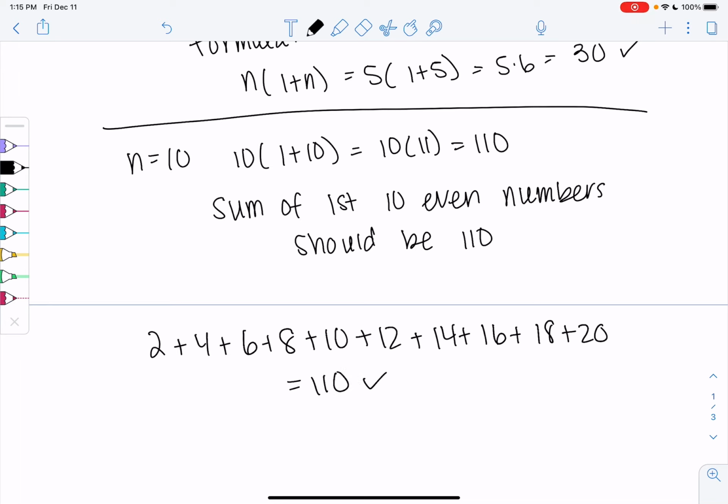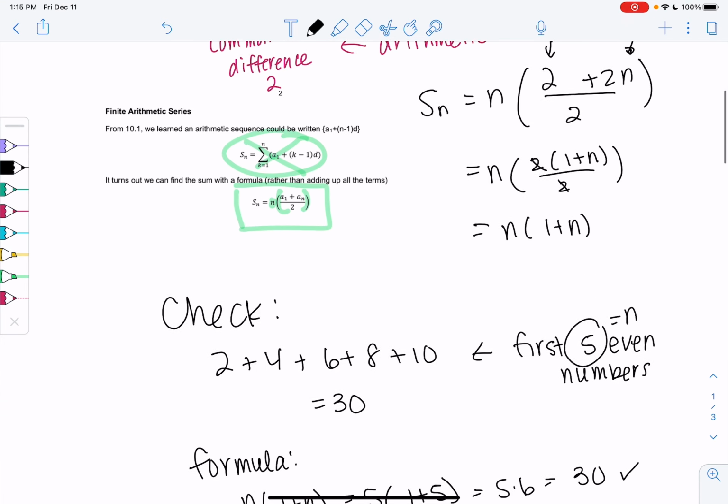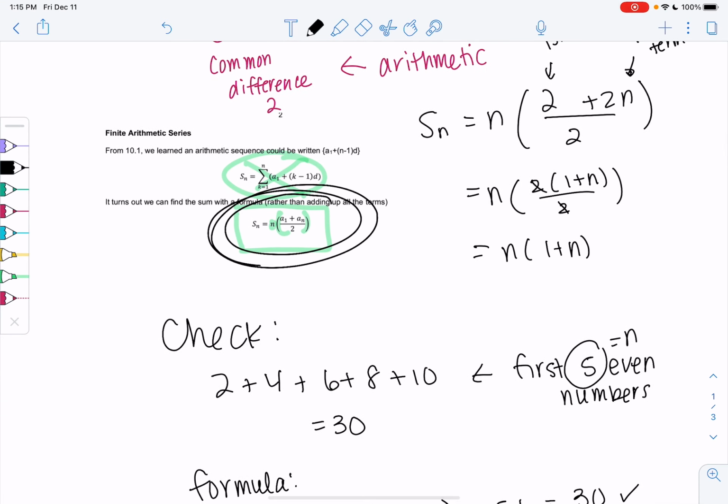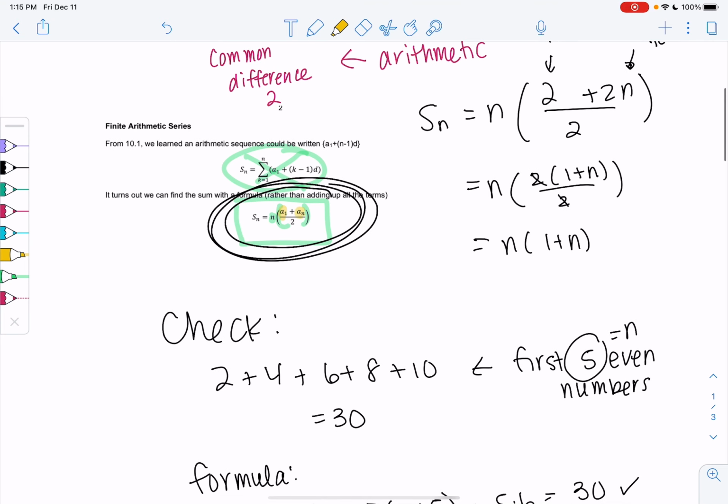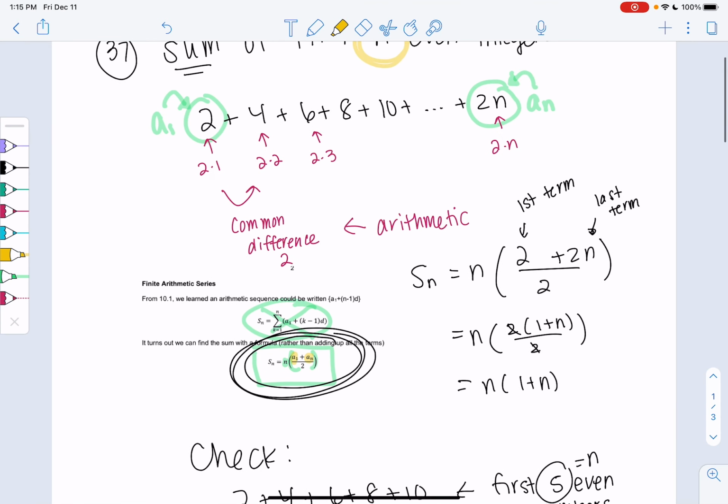So we're just finding a general formula that works for even numbers. The trick here is that once we see this formula, really all we need to know is n, the first term, and the last term. Just by writing this out in sum notation, that helped me find the first term and the last term, and it allowed me to use this formula.